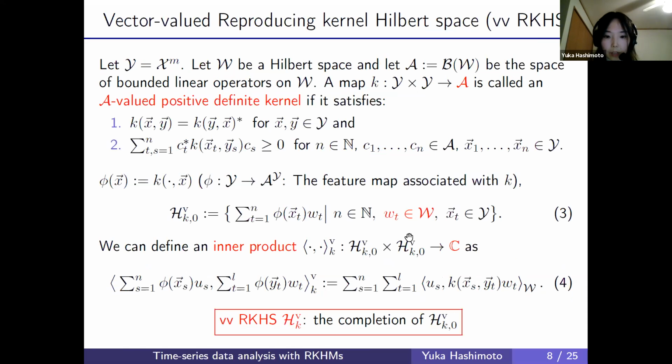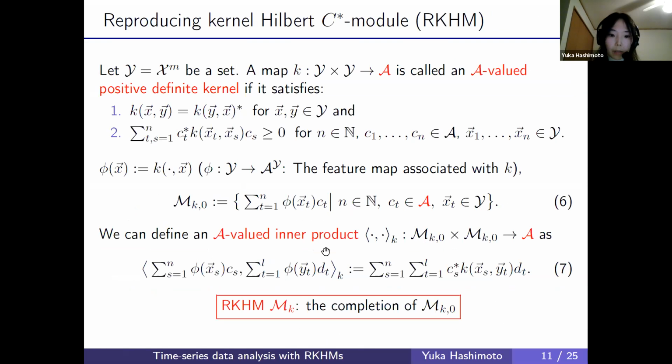In the case of VV-RKHS, this is a vector in a Hilbert space W. And also, the inner product in VV-RKHS is a complex valued one. But in the case of RKHM, we can define an A-valued inner product like equation number 7. And like the case of RKHS, the completion of this module is called reproducing kernel Hilbert C star module. And in this talk, we denote it by MK.